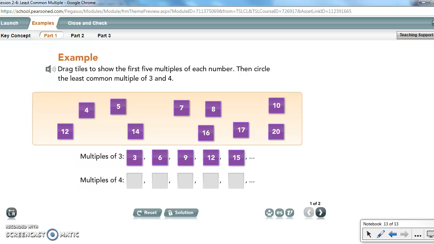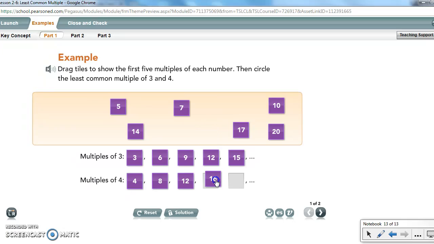What about multiples of 4? What's 4 times 1? Well, 4 times 1 is 4. 4 times 2 is 8. 4 times 3 is going to be 12. 4 times 4, 16. And 4 times 5 is 20. What is the least common number that they have in common? Well, the LCM, or least common multiple, is going to be 12. Go ahead and copy that down.